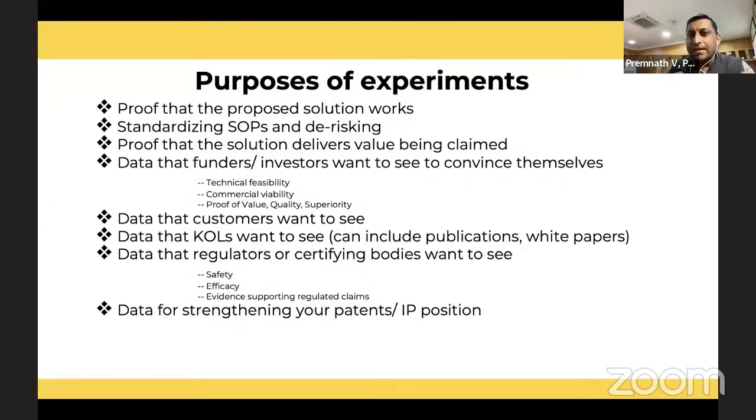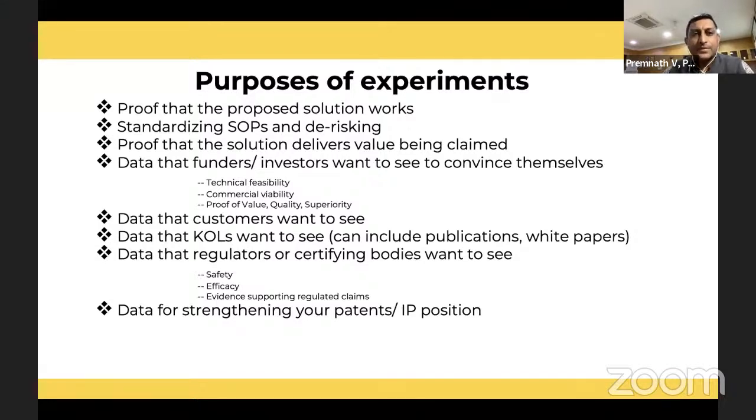So when you do these experiments, you'll design them to demonstrate that, look, my solution works. It works reliably. It works whether I do the experiment or somebody else does the experiment. It works when I do it in 10 people versus 30 people, and so on and so forth. So you're basically reducing the variability, showing that variability is not affecting the usefulness of the solution.